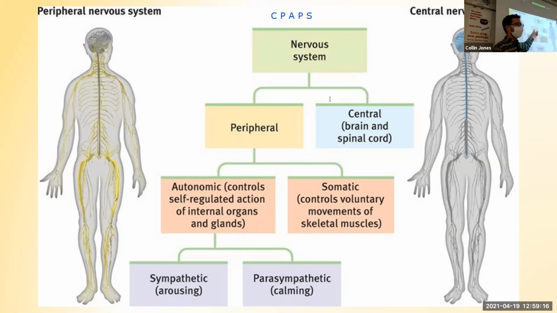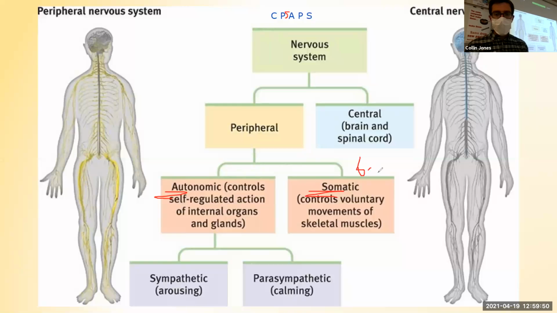Within the peripheral system, CP SAPS. Within the peripheral system, you have things that happen on their own. Reflexes, your stomach working, your lungs working, your heart operating, blood flowing throughout your body. There are some things that are just happening on your own that the brain's controlling. That's called the autonomic nervous system. And then there's some things that you have control over.